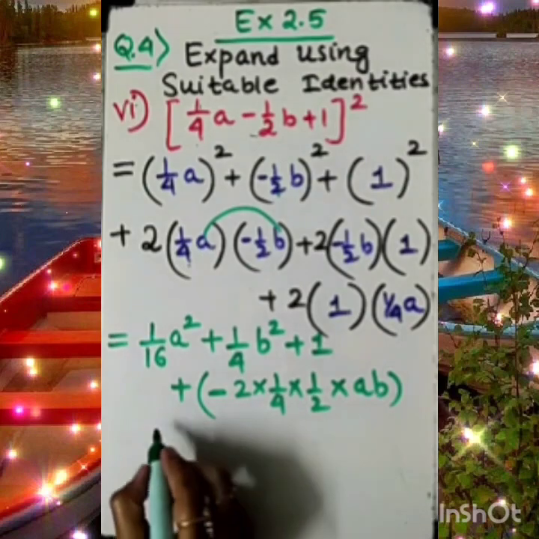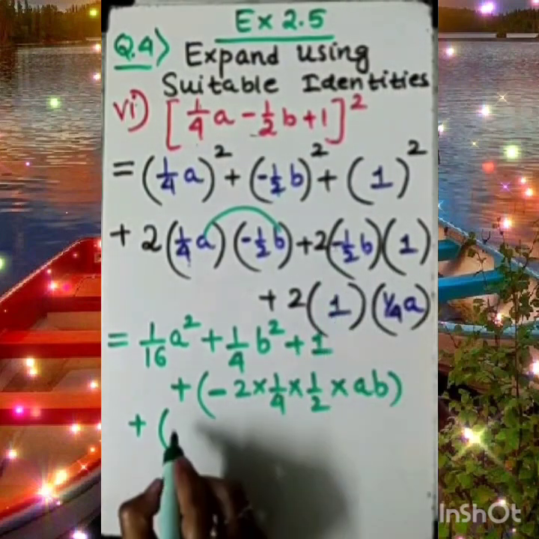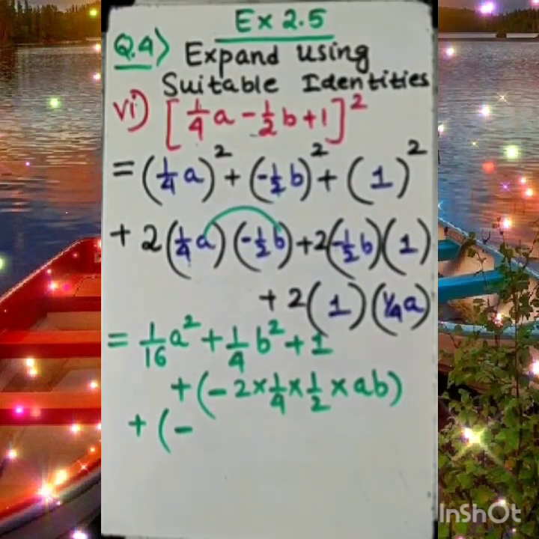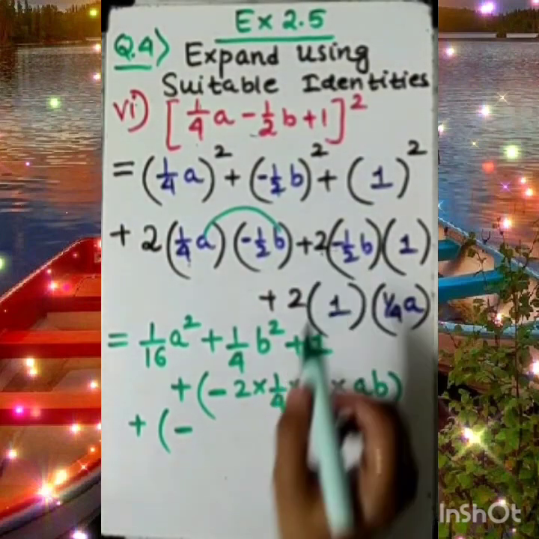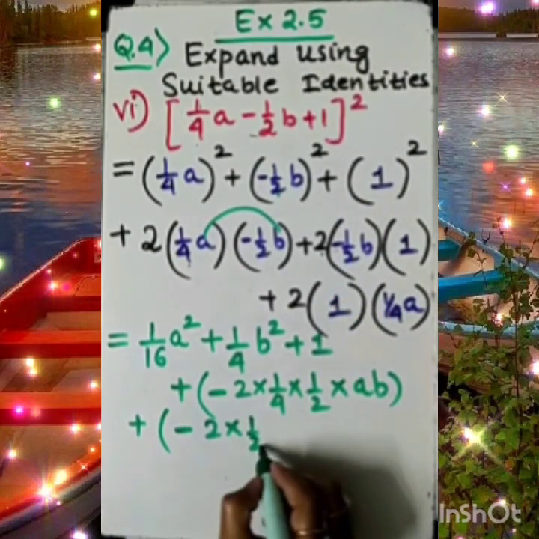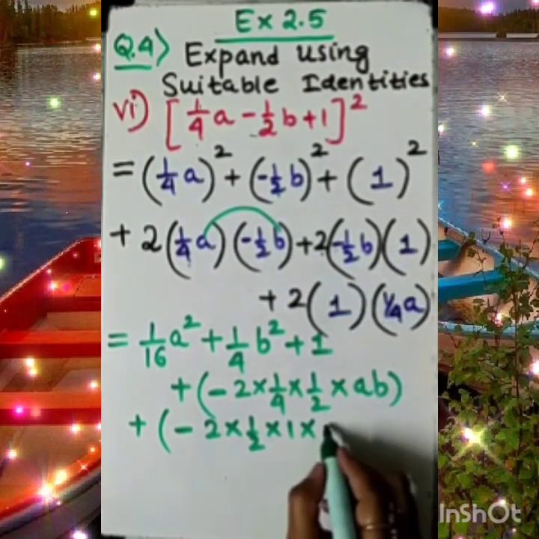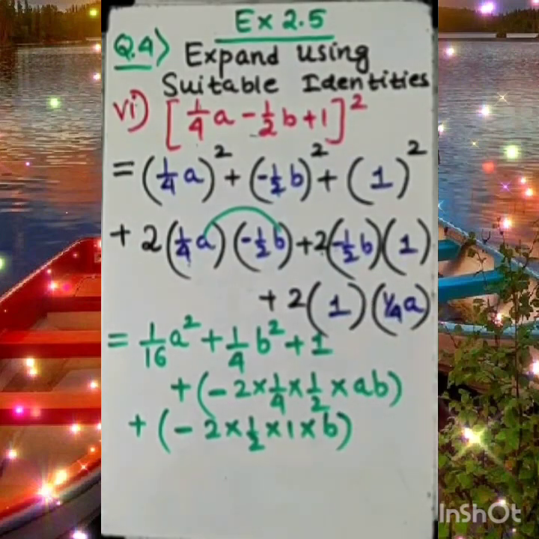Next step. Plus. Look at your screen. Again here it is minus, so the answer will be minus. Which terms are now there? 2 into numerical portion, 2 into 1 half into 1, into 1, no issue for that. And b is always there, so it is b. Clear to you?